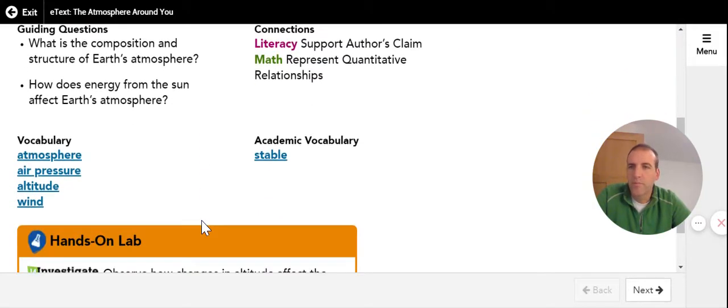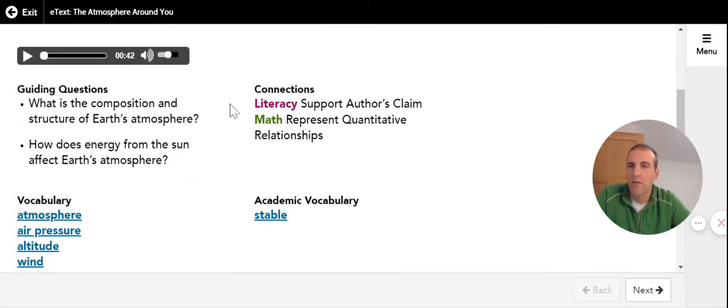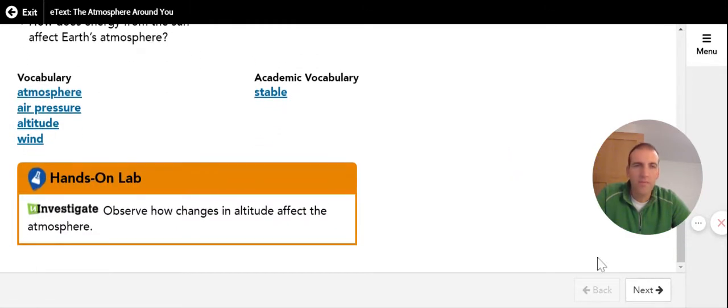As we get started, please take a look at the vocabulary. Remember that if you click on any of these, the definition will pop up for you. And if you'd like this e-text of the lesson read to you, remember that you've got the play button up here that will show up on every screen as you go through things. So we'll get started by going to our next page.